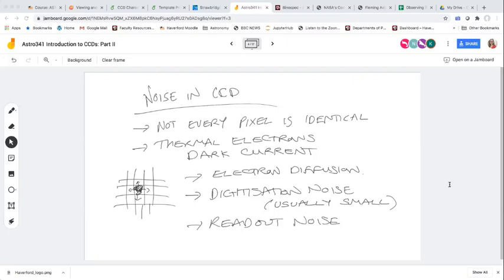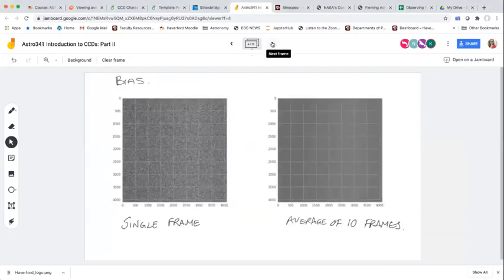And calibration, what we're going to talk about today, is the process of dealing with all of these little issues. I'm actually going to start from the bottom. So here's the next slide. These are actually real bias frames from our CCD chip. This is a 0-time exposure.